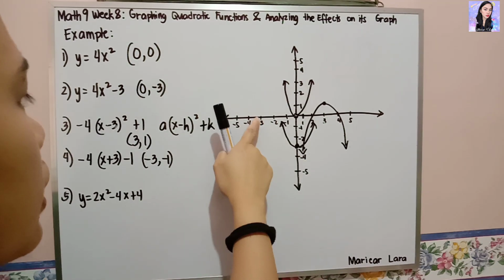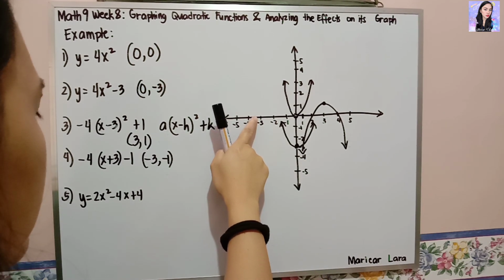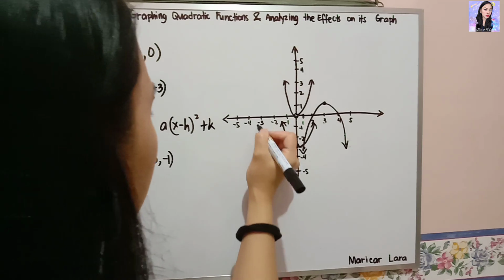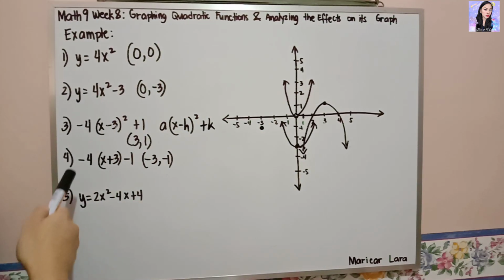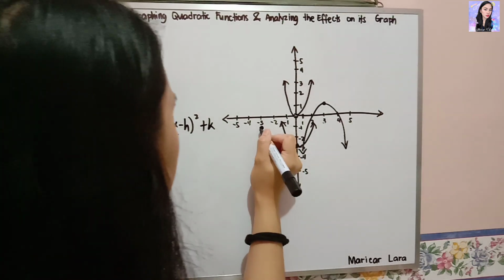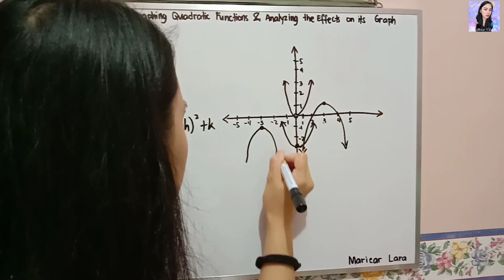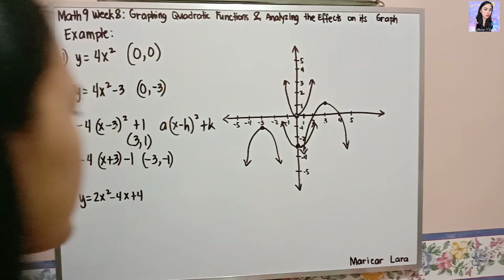So, hanapin dito si negative 3 sa x, ito. And then, negative 1. Dito. Yan ang ating vertex. So, downward ulit kasi negative. So, yan ang ating parabola.